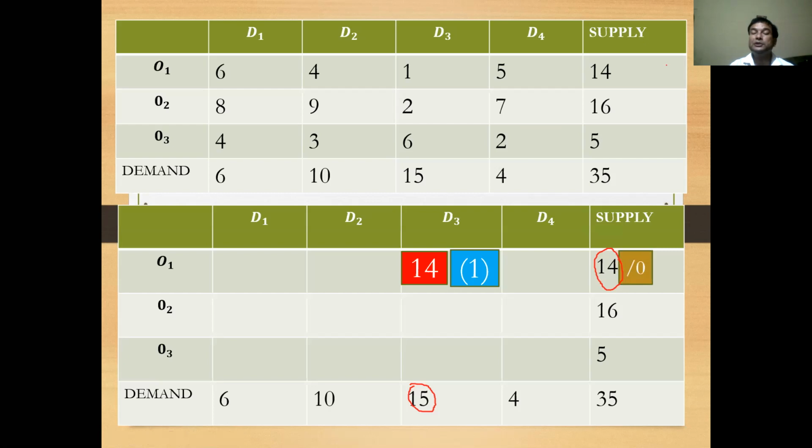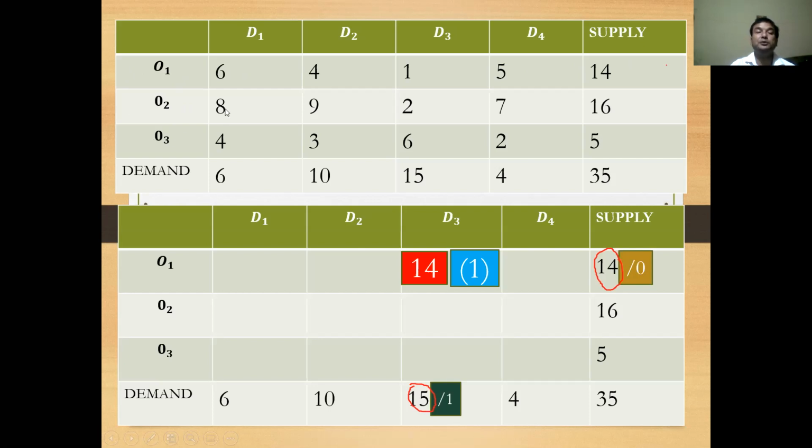There is no item left to be supplied from origin 1. Out of the 15 requirements, 14 have been given to destination 3 from origin 1, so one requirement is still remaining. Since there is no availability in origin 1, we can remove this row. We ignore this row, and from now onwards we think only of origin 2 and origin 3.